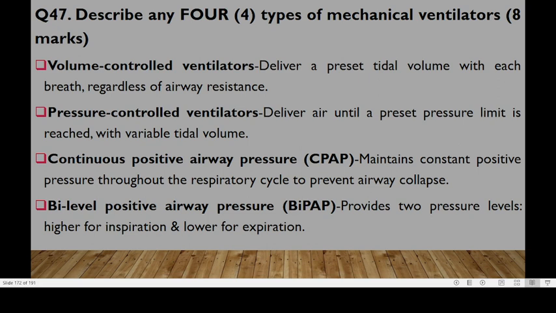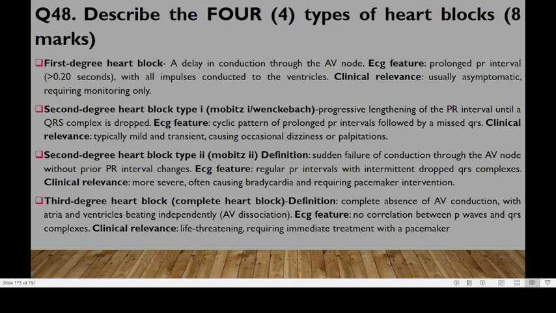volume. We also have the CPAPs, which maintain constant positive pressure throughout the respiratory cycle to prevent airway collapse. We also have the BPAPs, the bilevel positive airway pressure. This one provides 2 pressure levels, higher for inspiration and lower for expiration.